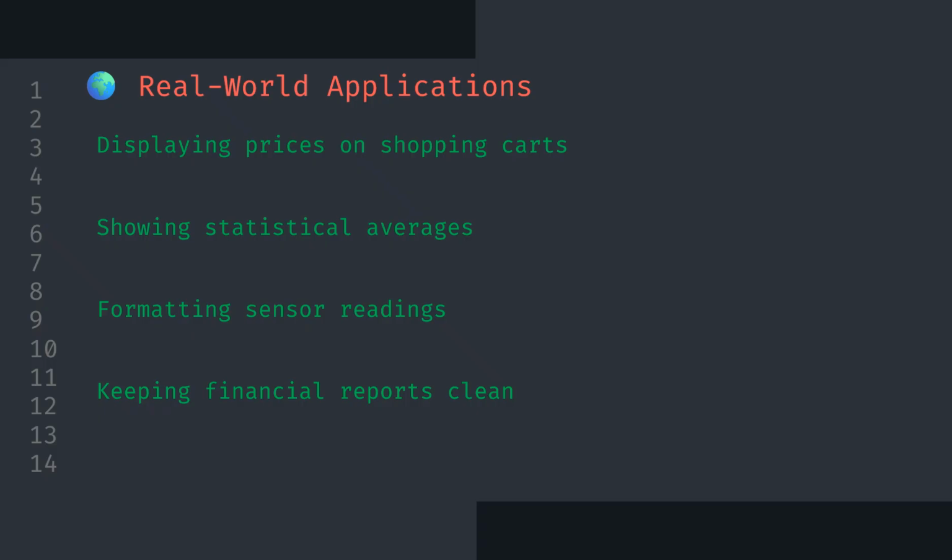From product listings to performance dashboards, you'll see number formatting everywhere. This tiny helper function gives you complete control over visual precision. Let's finish with a recap of what we've covered.